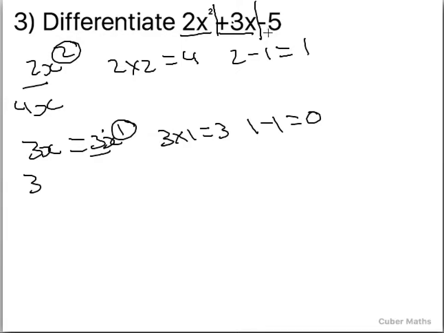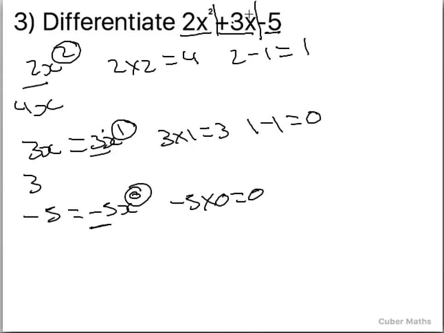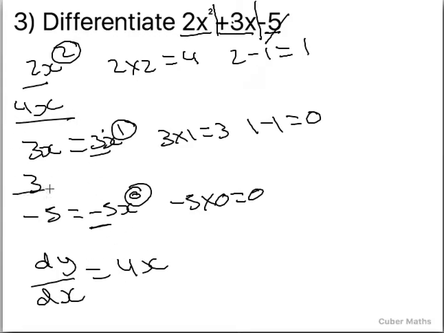Now if we take our last one, minus 5, that's basically saying we've got minus 5x to the power of 0, because there's no x. So if we take our coefficient, which is 5, and times it by our power, which is 0, minus 5 times by 0 is going to give us 0. So we just ignore that on the end again. So that means dy by dx is equal to 4x plus 3.